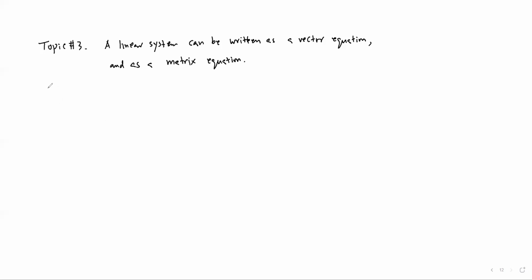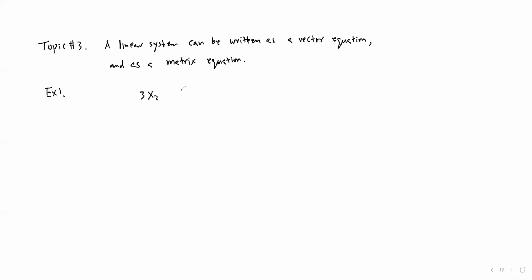A linear system can be written as a vector equation and as a matrix equation. Let me show you one example. Take a look at this example. Example 1.